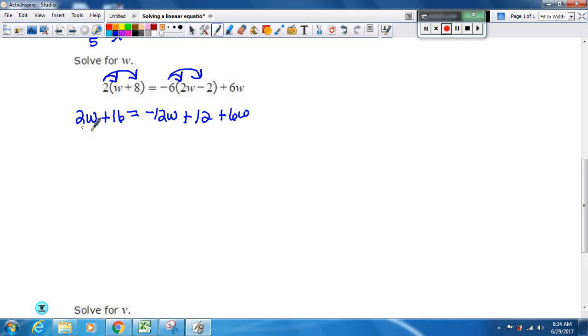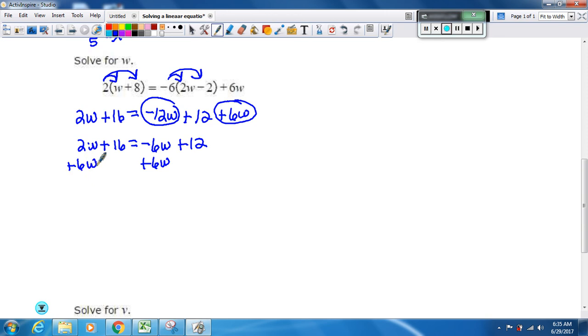Now in front of the equal sign, there's nothing you can combine, so we just write it down. Okay, after the equal sign, I can put my w's together. A -12 and a positive 6 is a -6w, and then just write down the plus 12. Okay, I'm going to move the smallest w, so -6 is smaller than 2. The opposite of -6 is positive 6, so I have to add 6w to both sides, and I put that under my w's, keep everything lined up. So 2w plus 6w is 8w. The positive 16, I bring it down, equals, opposites cancel, 12.